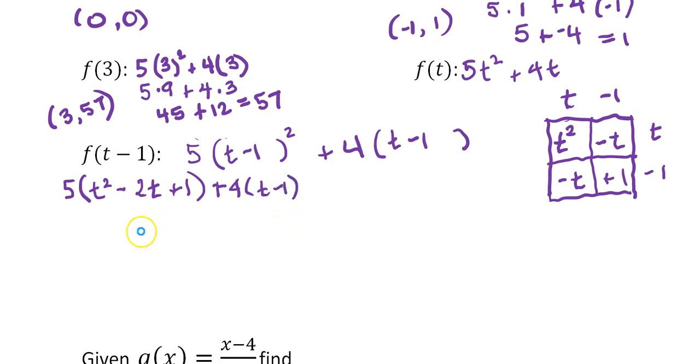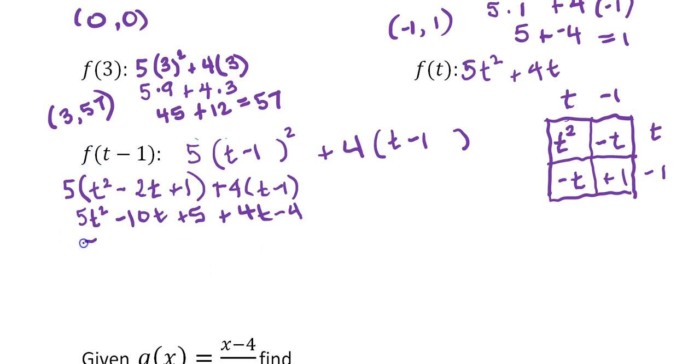Okay, so this becomes a 5t squared minus 10t plus 5 plus 4t, and that's going to be minus 4. All right, so now I'm going to go through and collect the like terms on this. We had to deal with that in the parentheses first. Now we've gone through, we've finished that up. Now I need to collect them again.